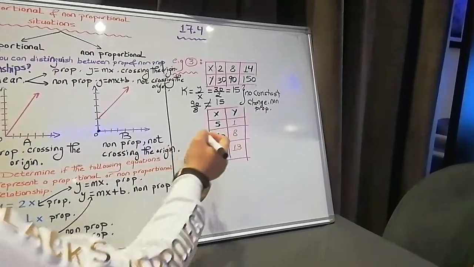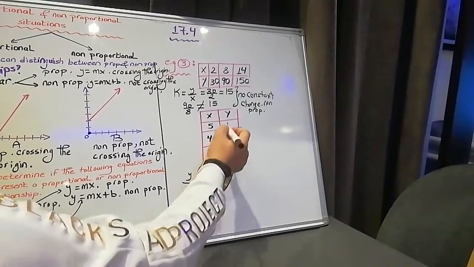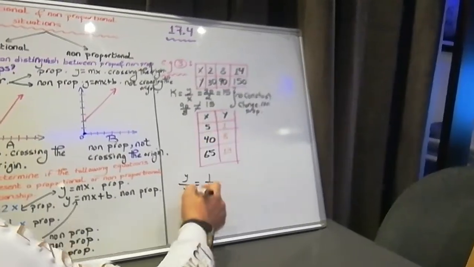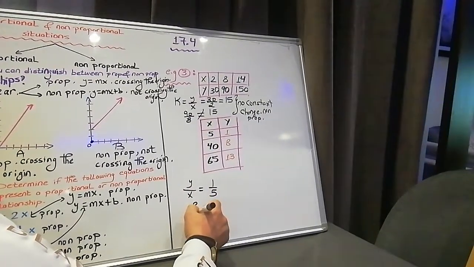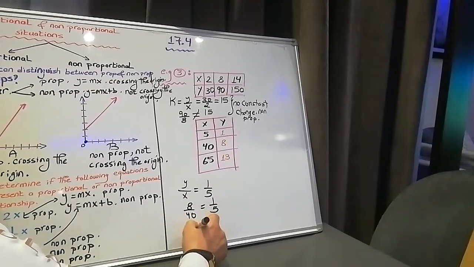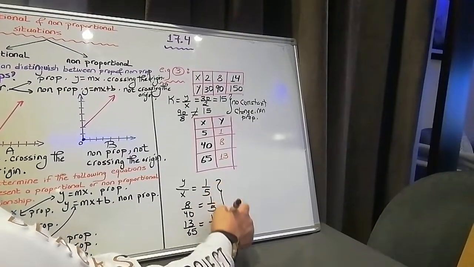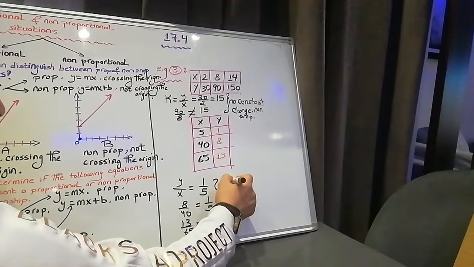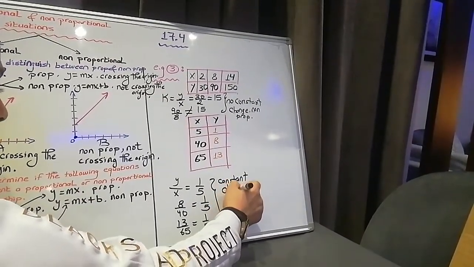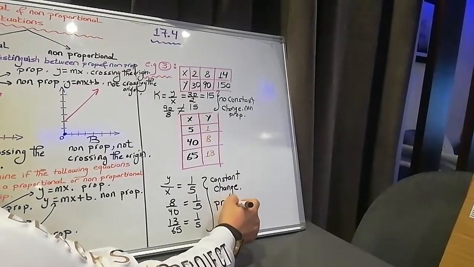Let's continue to table 2. Also we will continue. So y over x: let's start, y divided by x is 1 over 5. Let's continue, guys. 8 over 40, if you simplify, also 1 over 5. Let's continue. 13 over 65, if you simplify it, also 1 over 5. So from this, guys, you can notice that we have a constant change. At the same time, you will notice that it is a proportional relationship.